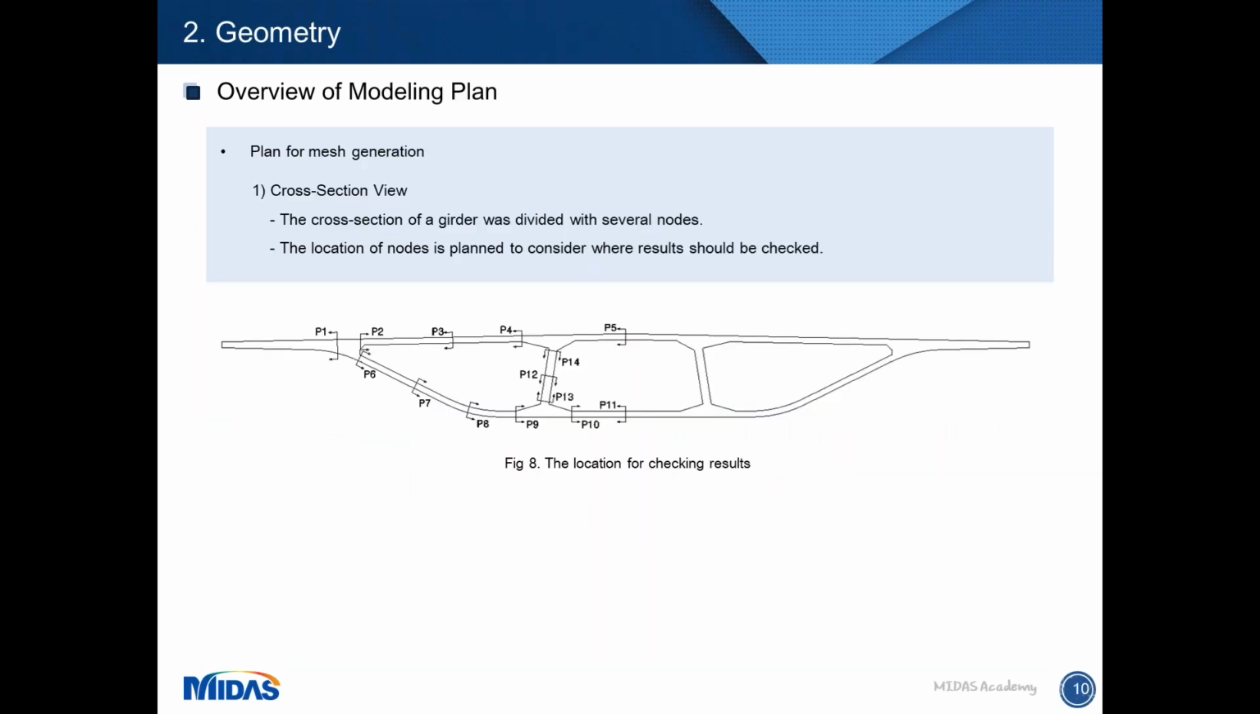This is the detail of the girder. I planned checking critical sections where the section shape changes. And I took additional sections to get more results. So all of the P's are sections where I got results from the analysis.